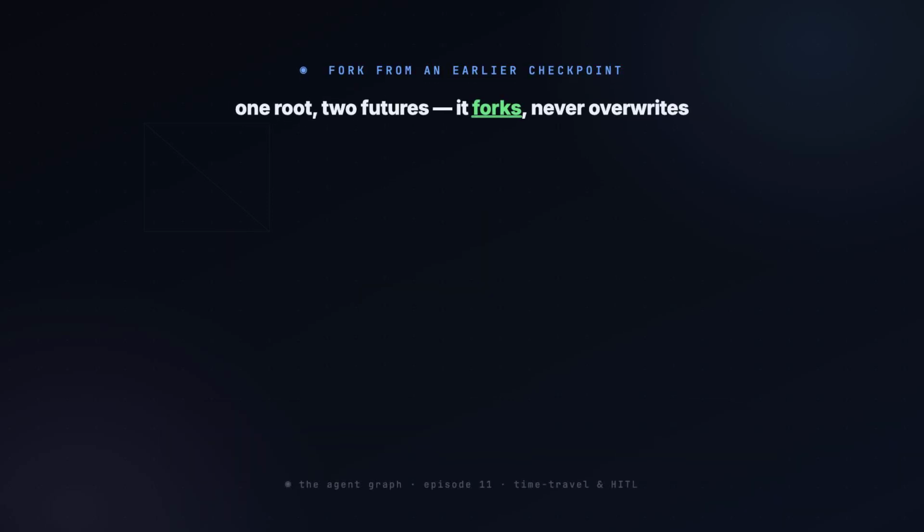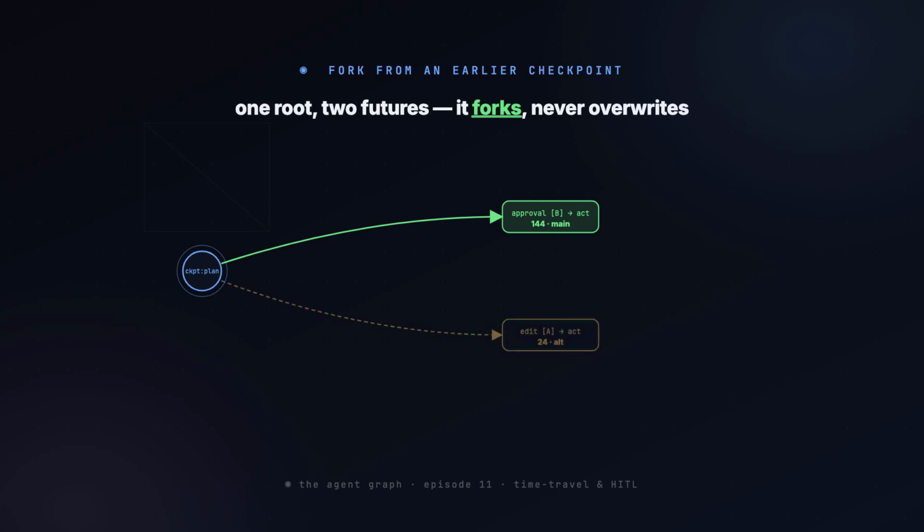Now the time travel move. You pick the checkpoint that exists after plan but before approval, and you resume it with a different human decision. The graph doesn't overwrite the first run, it forks, one route, two futures.